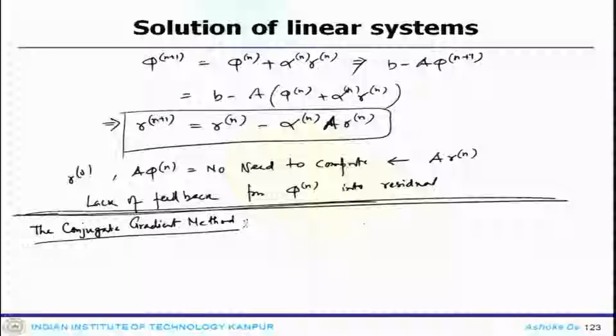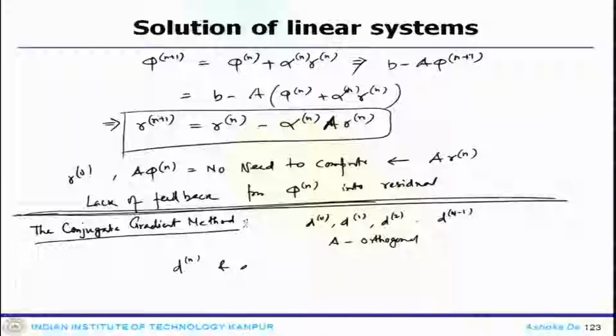This can be accomplished by selecting a set of search directions like D0, D1, D2 and so on up to Dn minus 1, that become A orthogonal. Two vectors Dn and Dm are said to be orthogonal to A if they satisfy the condition Dn transpose A Dm is 0.